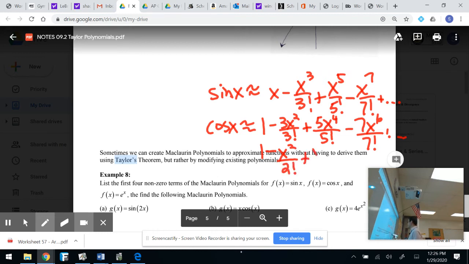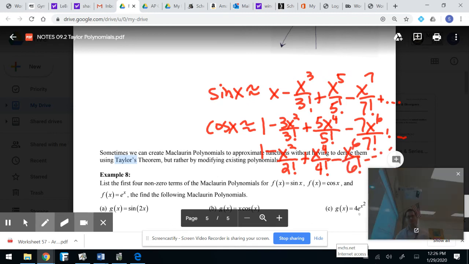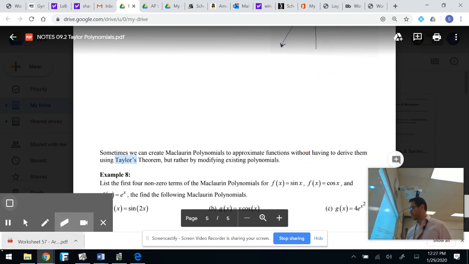plus the 5's cancel out, x to the 4th over, oh, it's the even ones. The 7's cancel out, x to the 6th over 6 factorial, dot, dot, dot. How about it? Pretty cool. Pretty darn cool if you ask me.